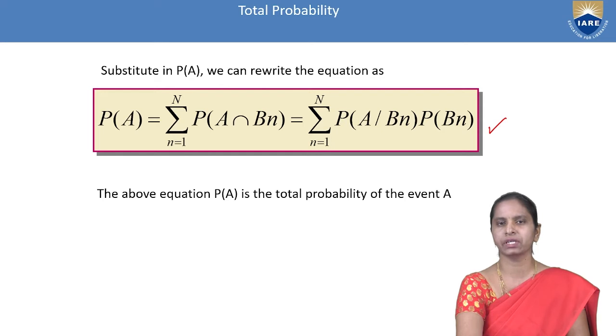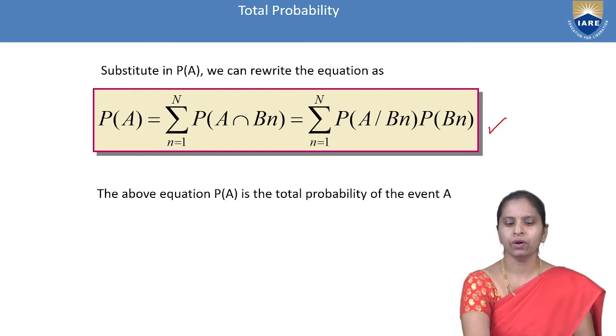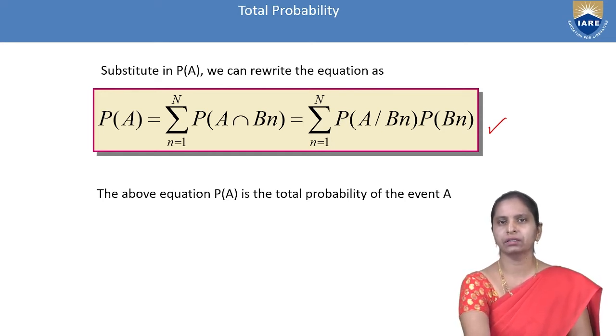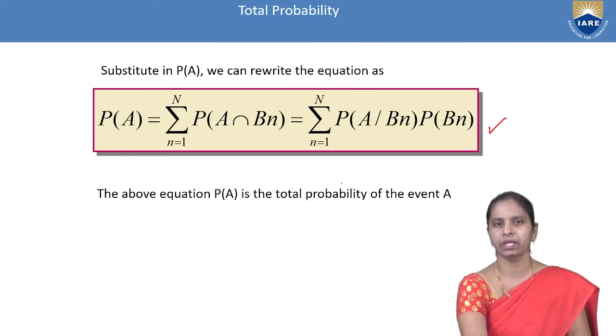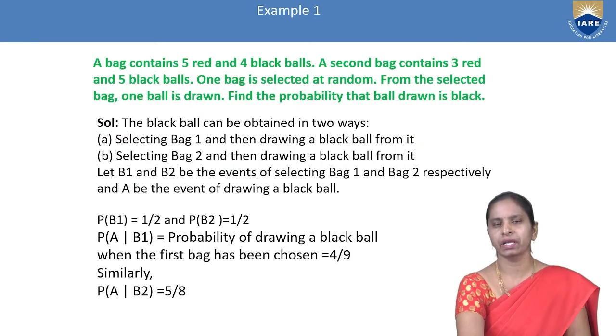Defined in a sample space, yes. So, the total probability theorem states that if the probability of an event A is not known, then the probability of that event A can be calculated in terms of the conditional probabilities. It is called the total probability. So, this equation represents the total probability of the event A. Let us see one example and then we'll explain the total probability theorem.